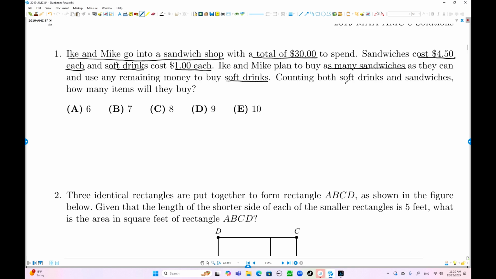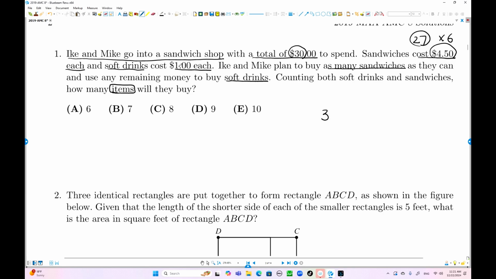So counting both the soft drinks and the sandwiches, how many items? So how many sandwiches and how many drinks? Okay, we have to find that. So $30 here. If you just quickly check, if you times 7, that is 31.5. So we cannot buy 7 sandwiches. Only 6 is available, right? 4.5 times 6, that is $27. Here is $30 minus $27, $3 left.